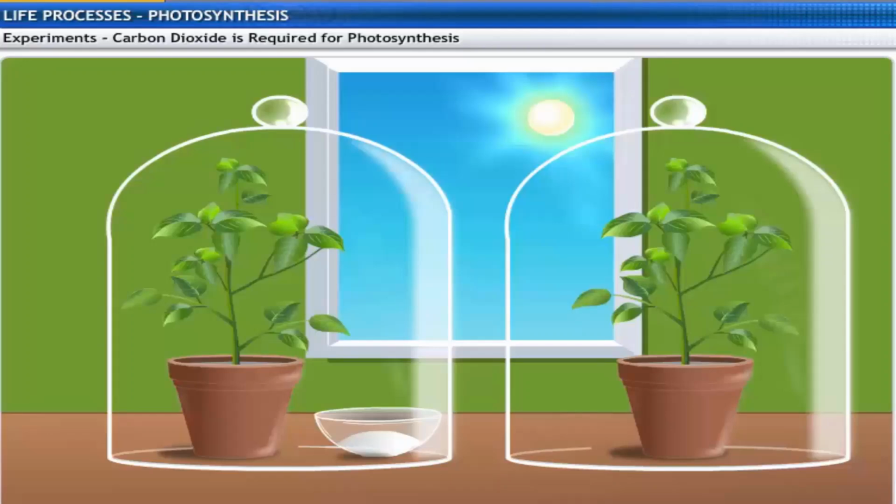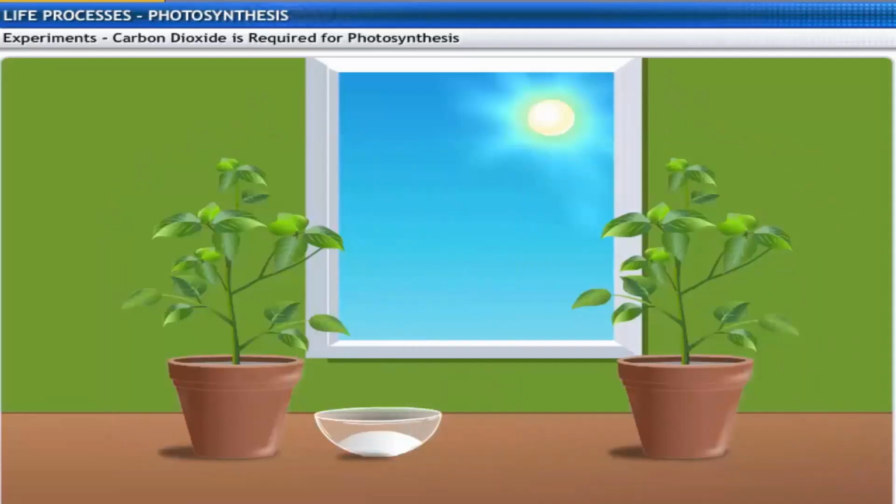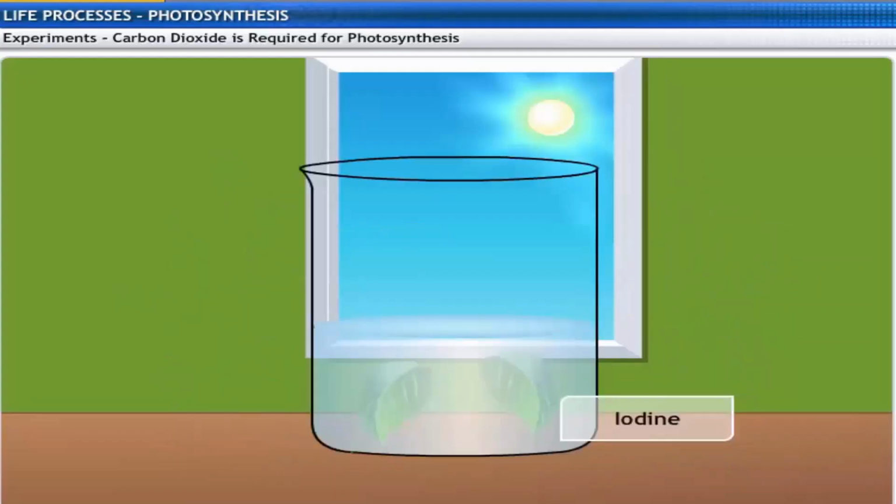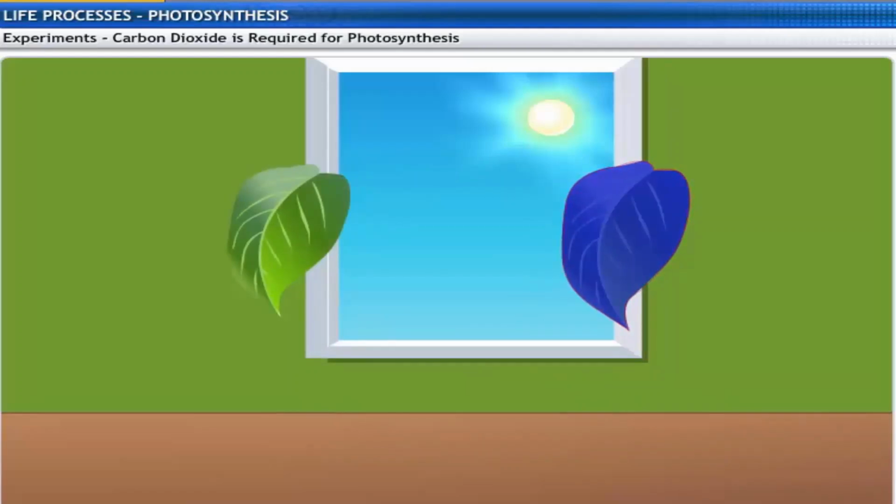Keep the plants in sunlight for about 2 hours. Pluck a leaf from each plant and check for the presence of starch using the iodine test. The leaf which was exposed to air turns blue-black. This shows that starch was formed by the process of photosynthesis using carbon dioxide in the bell jar.